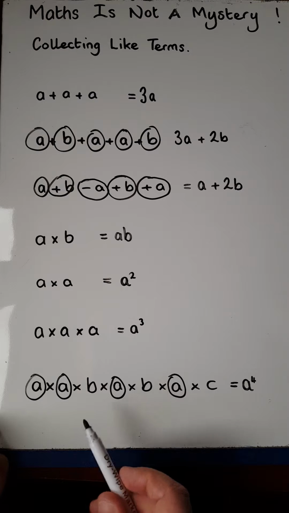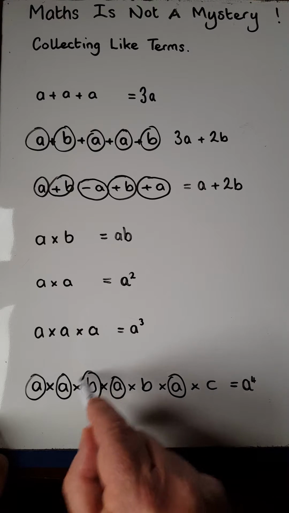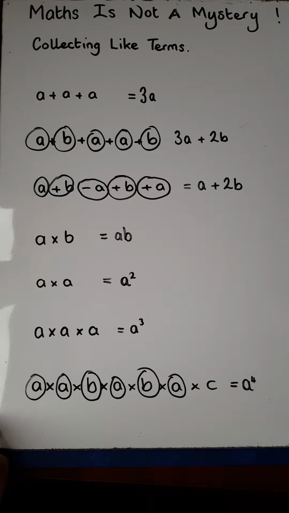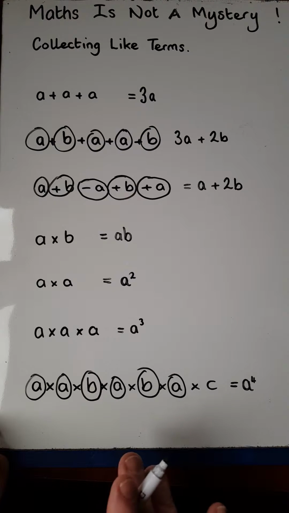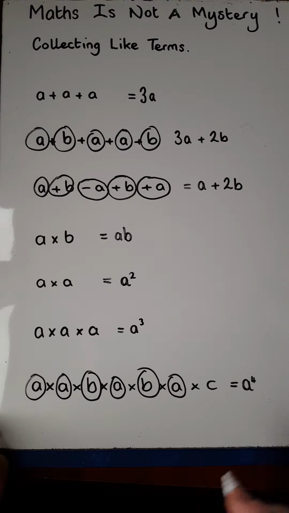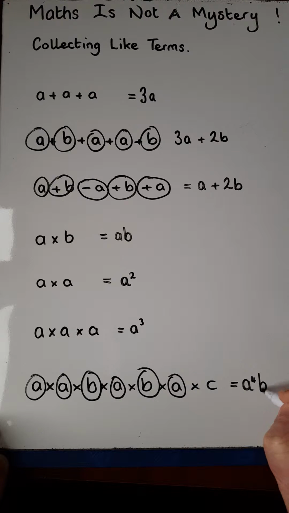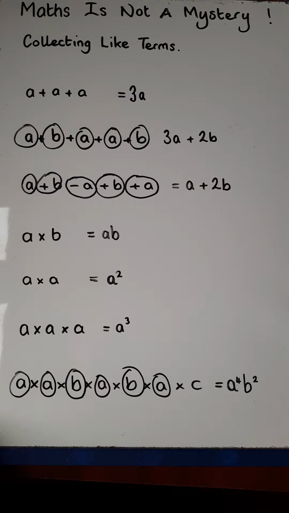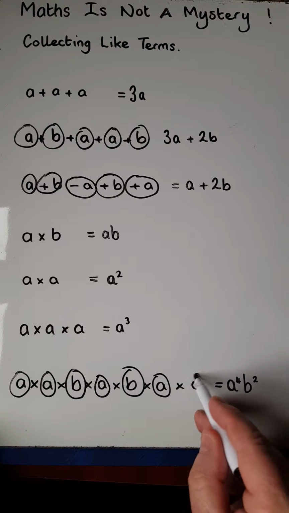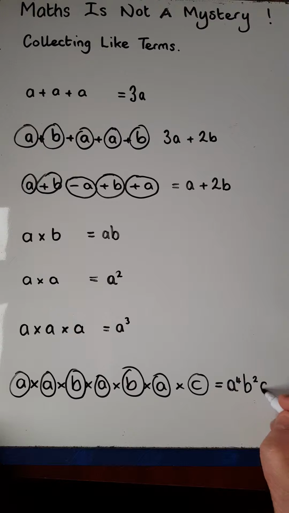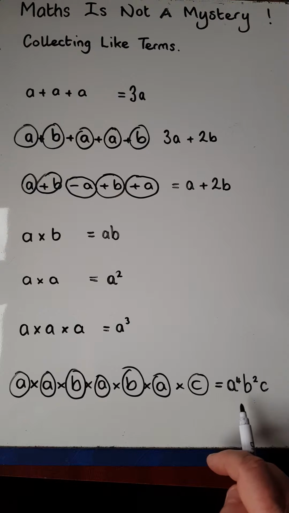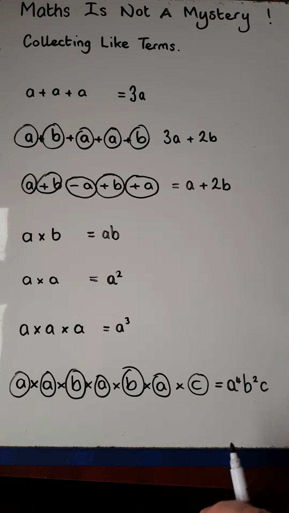And then we've got some b's. We've got one there, we've got one there. 2 b's. Not 2b, however, because these are multiplied, it's b squared. We don't write the times sign, we just simply write the new thing next to it. That leaves us with a c on its own. There we go. A to the power 4, b squared, c.